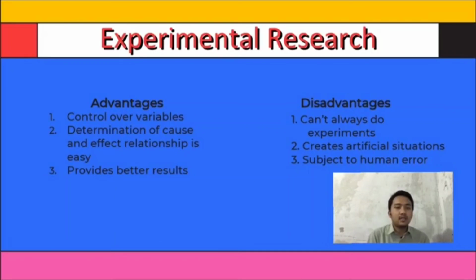And the last point is subject to human error. Researchers are human too and they can commit mistakes. However, whether the error was made by machine or man, one thing remains certain: it will impact the result of a study. Thank you.